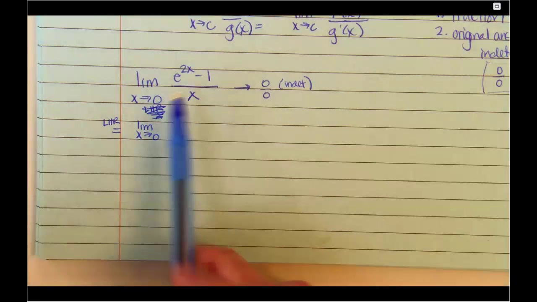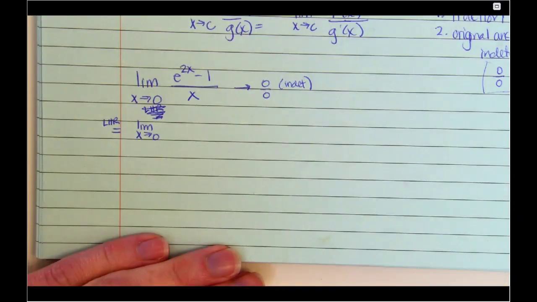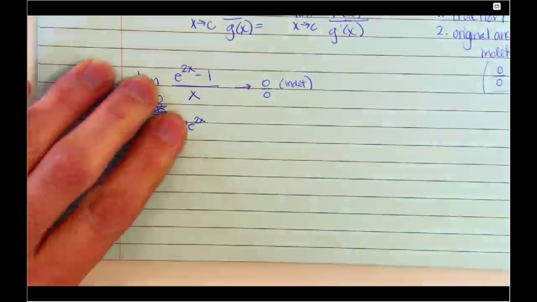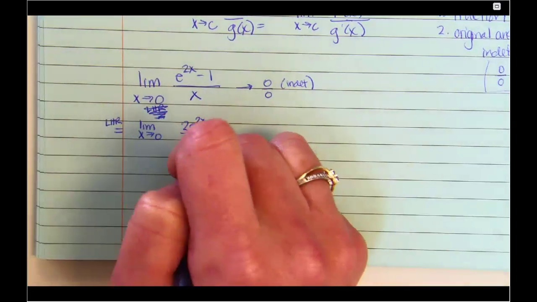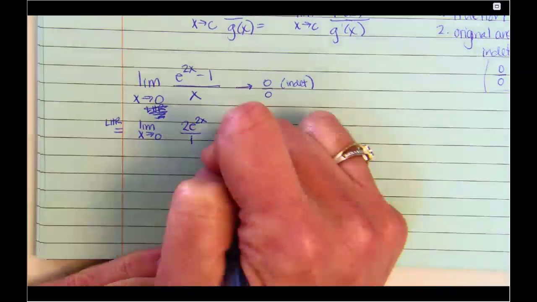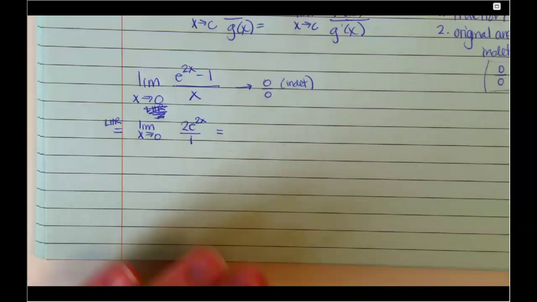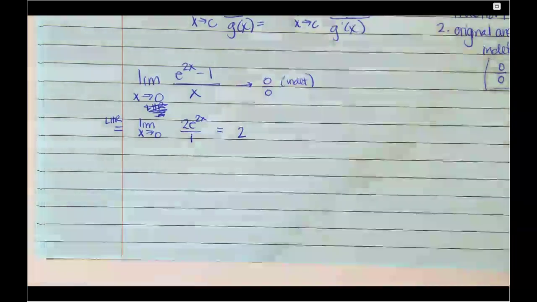So what's the derivative of the top? 2e to the 2x. Don't forget the chain rule. e to the 2x is its own derivative, but times the derivative of the inside. What's the derivative of the bottom? 1. Now plug in your 0. What do you get? You get 2. Correct, and you're done. So L'Hopital's rule gives you a way to do limits that were previously undoable.